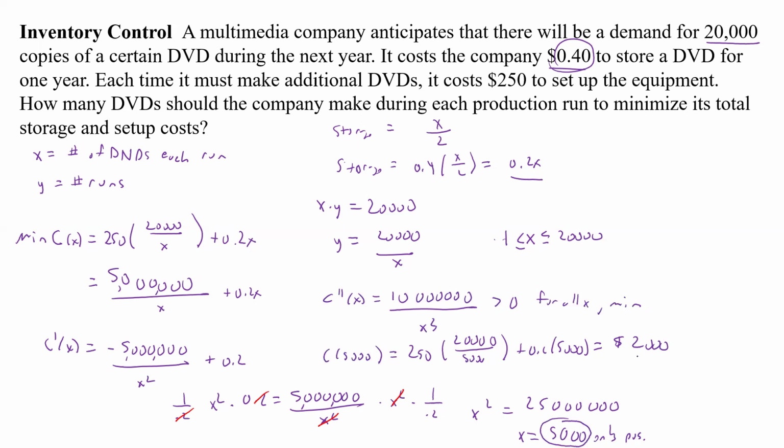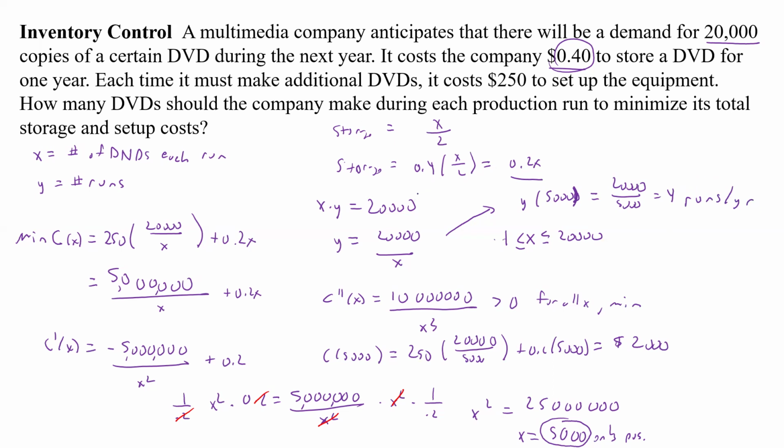And so it's $2,000, but we also need to know what y is. Where's y? So this one, we have y of, and now we're going to plug in 5,000. Oops, not 50,000, just 5,000. And that's going to be what? Well, that's 20,000 divided by 5,000, which is going to give us 4. And it's going to be 4 runs per year.